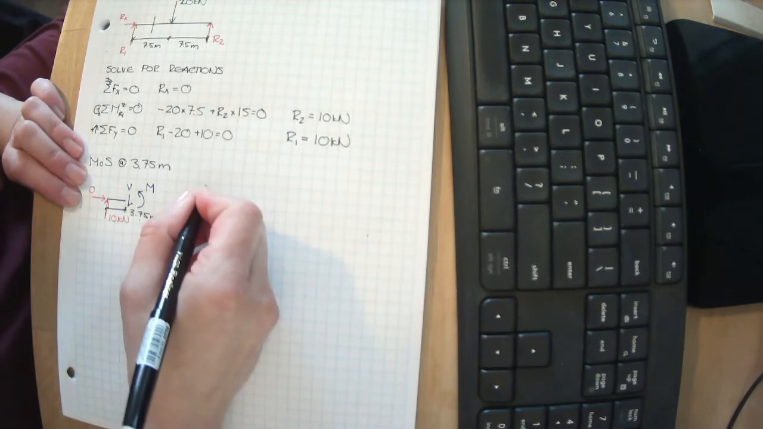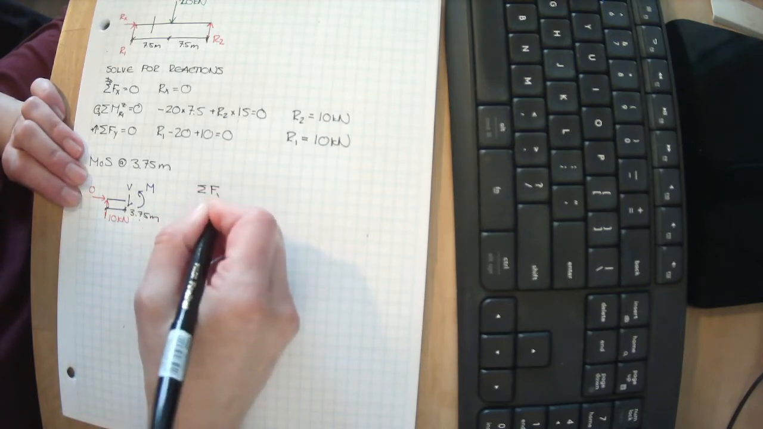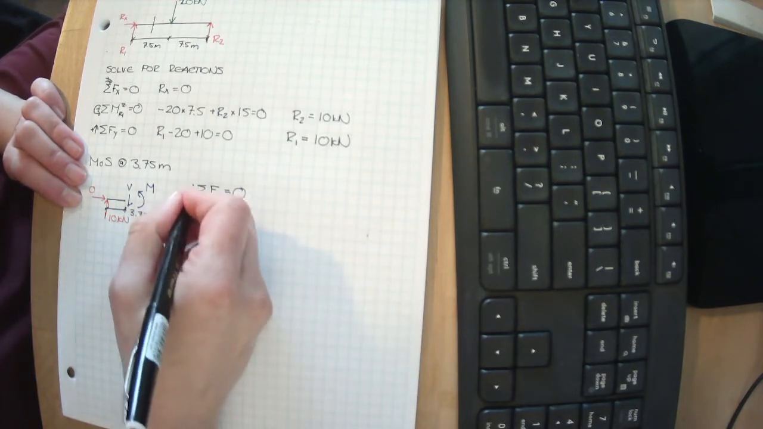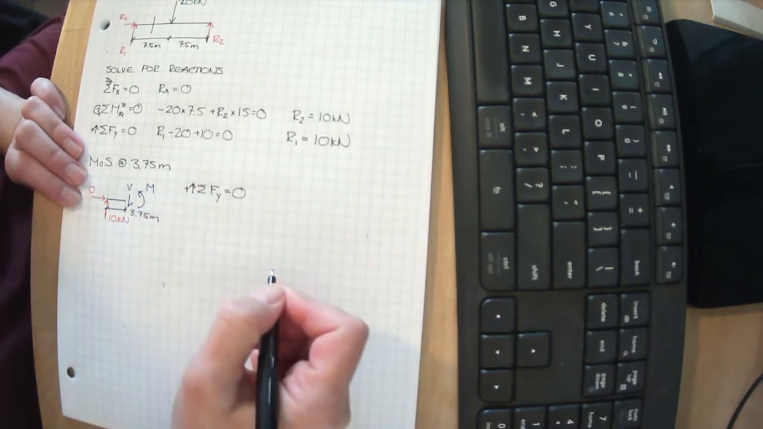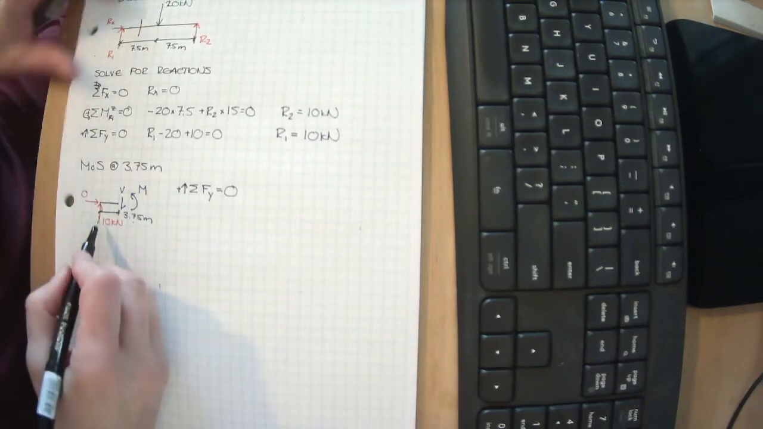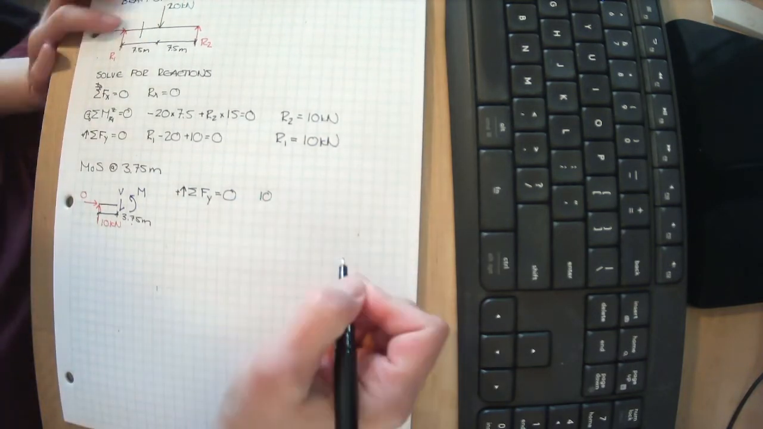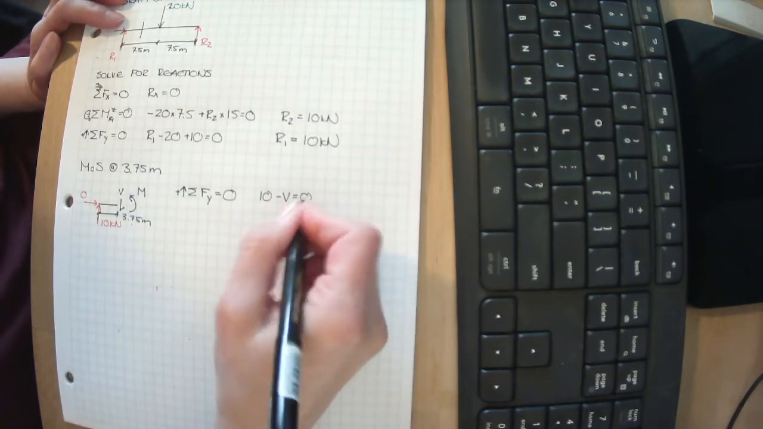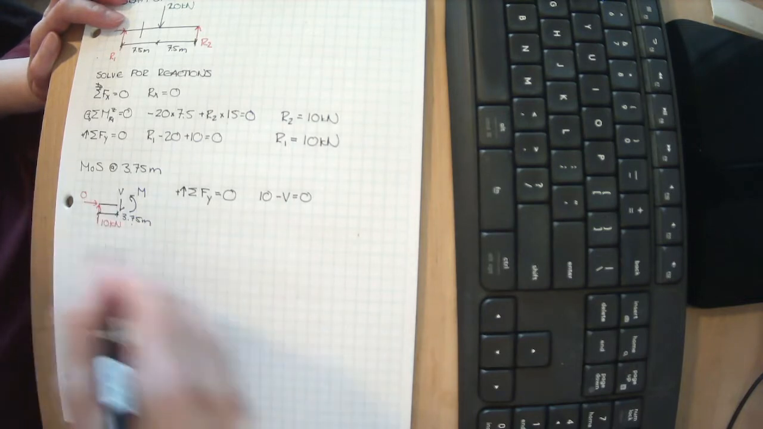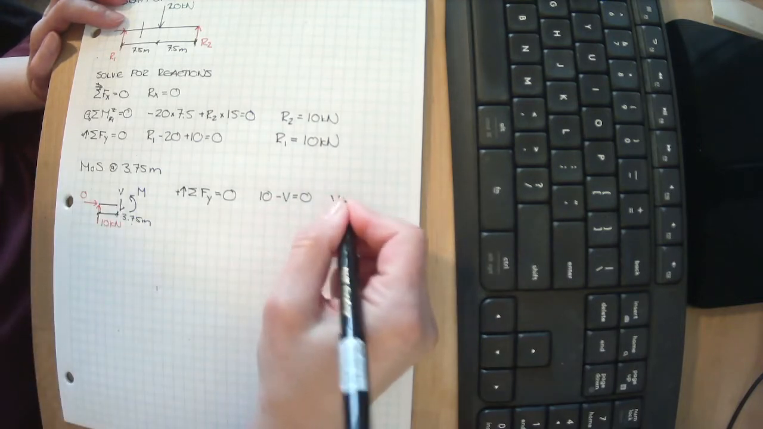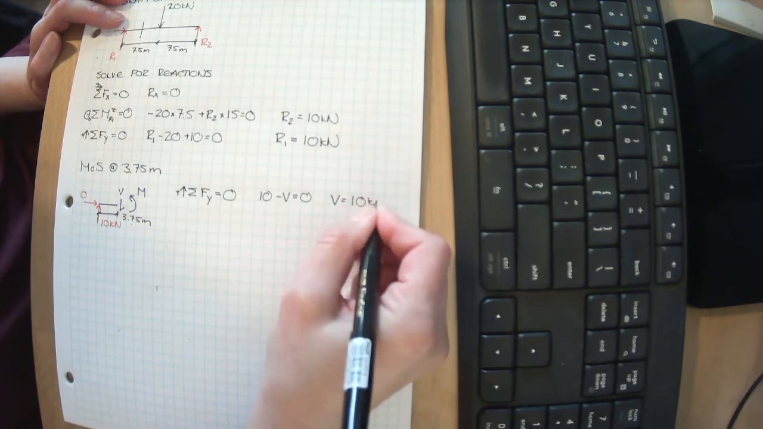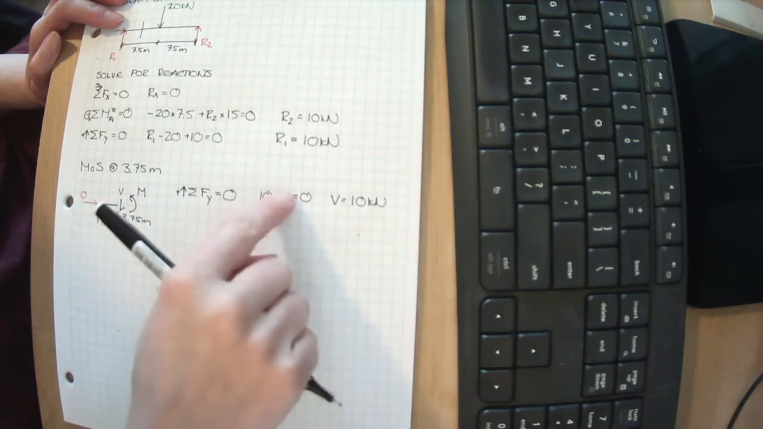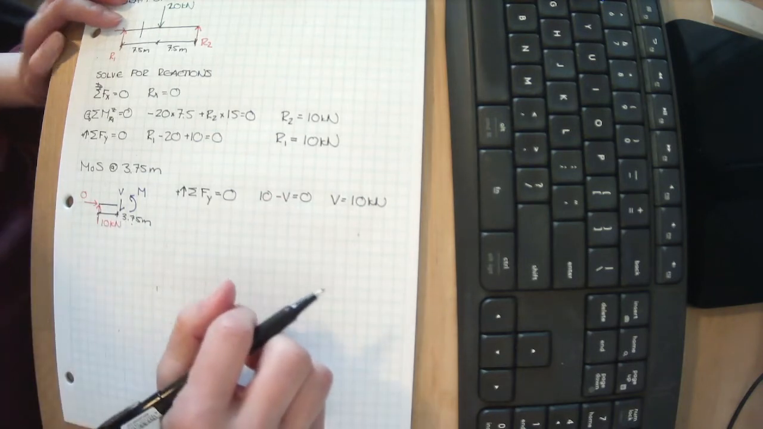Let's start with summing our forces in the y direction and seeing what it takes for it to be in static equilibrium, with everything upwards being positive. Well, I have 10 kilonewtons going upwards, and I have my shear force going downwards, so minus V. I can rearrange this: V equals 10 kilonewtons. See, it was really handy. I ended up with a positive number now because I drew my shear downwards.